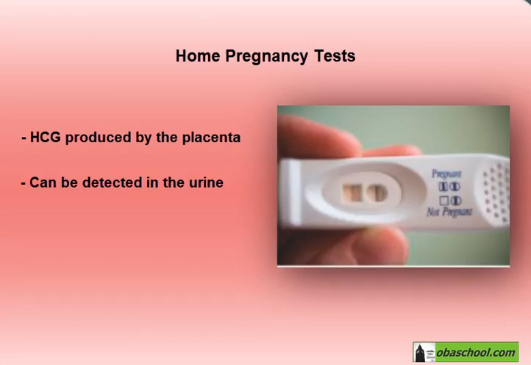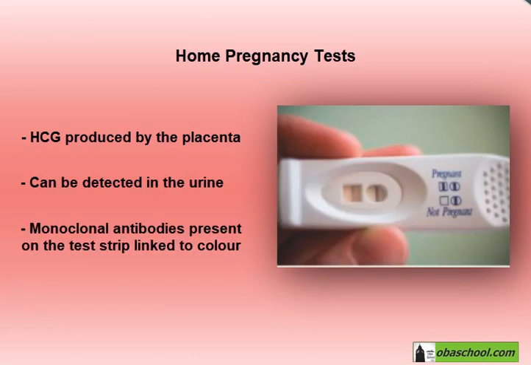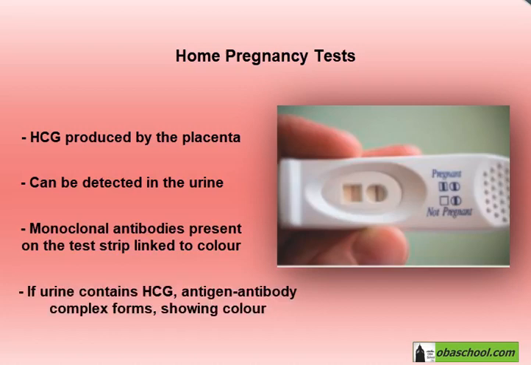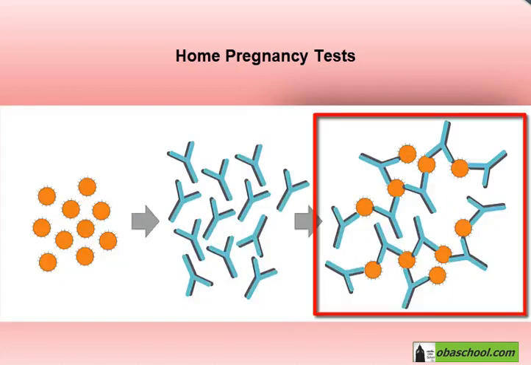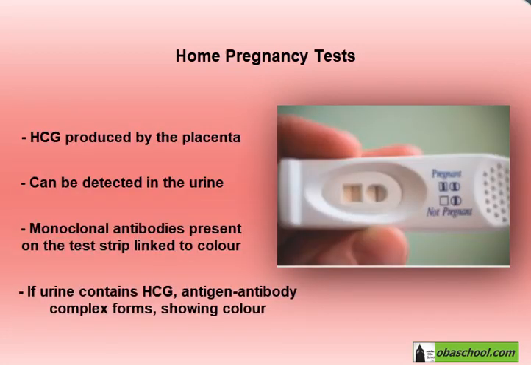Monoclonal antibodies are present on the test strip of the home pregnancy test, and it is linked to colored particles. So the female urinates on this test strip, and if her urine contains HCG, it is going to bind to the antibodies specific to HCG, and this antigen-antibody complex is going to produce a color, and it is going to create the line that indicates pregnancy. So these are the uses of monoclonal antibodies.